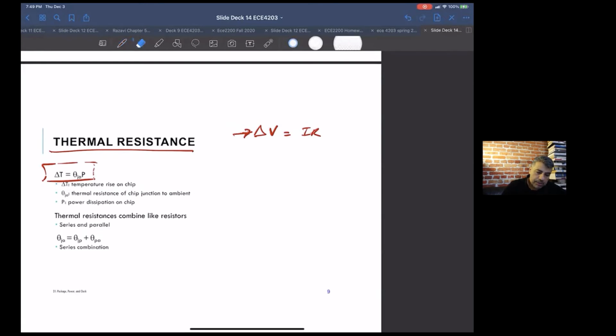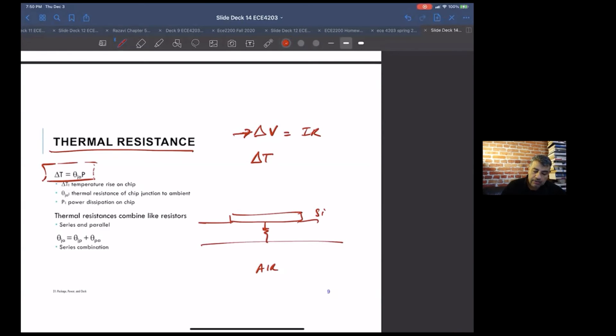What the heck happened to my pen? It's giving up. Anyway, so you have a thermal corresponding thing, and for that you basically have the difference in temperature. Let's say I have two surfaces: you have your chip, and then you have the air, and you have a package, and it's going to have a certain thermal resistance, phi sub j. So this is the thermal resistance. And P is the power consumption of your chip.